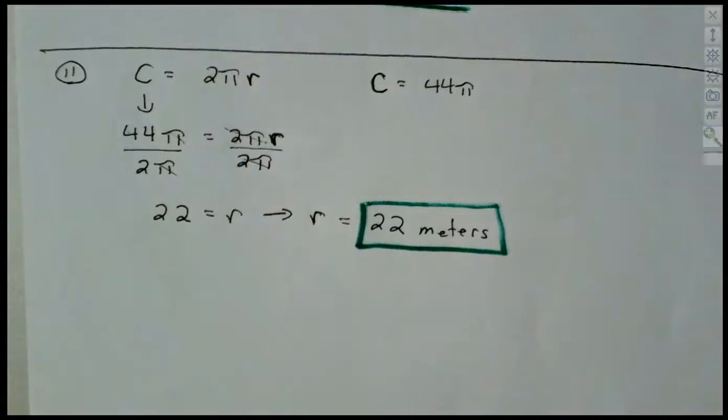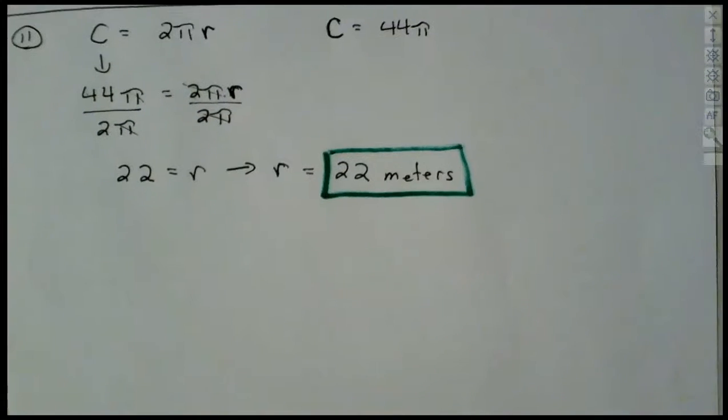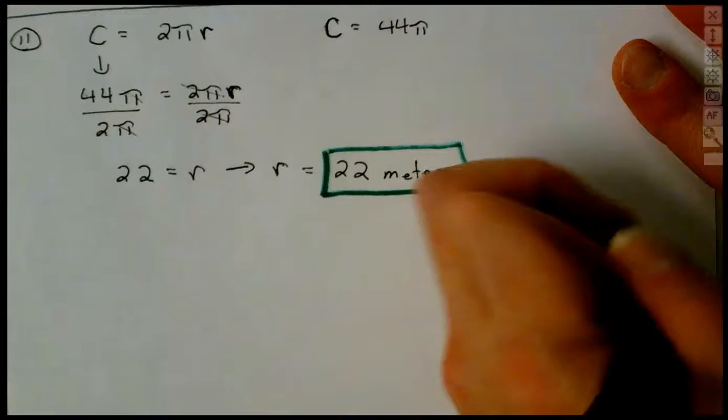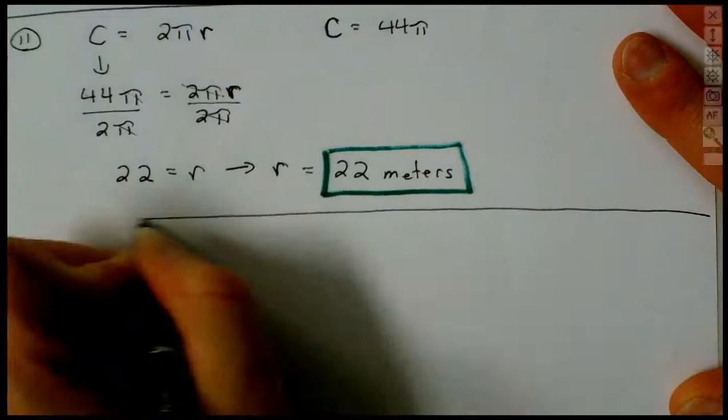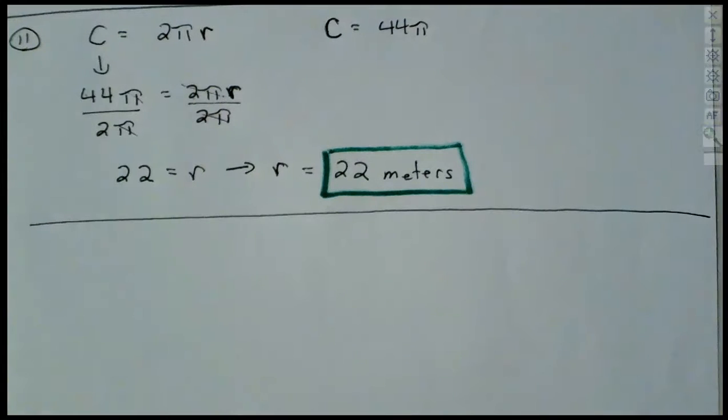So we determined what formula to use. We reread the question to find the values. We plugged the values in. We solved it. Those pi's canceled out. And then we made sure that we labeled our answer, because that circumference was in meters. So that means your radius must also be in meters.